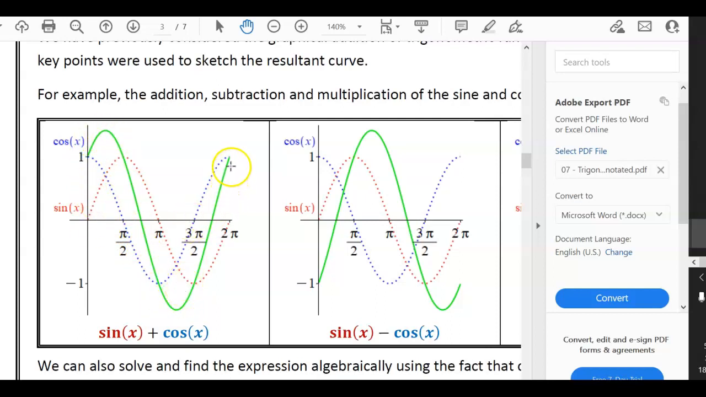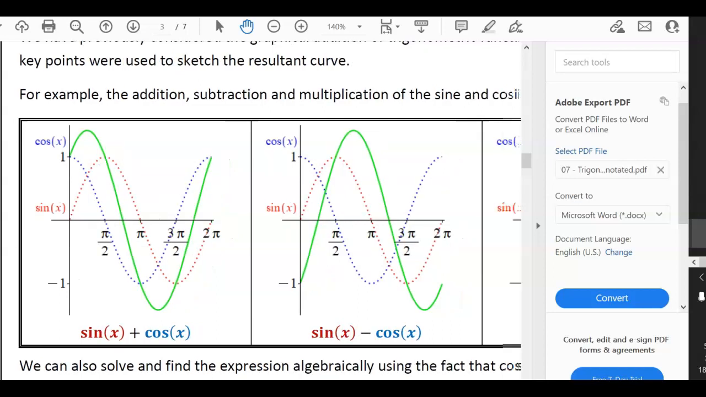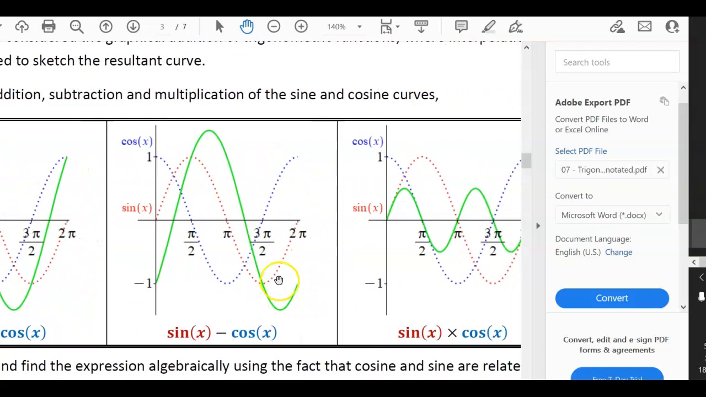So our resultant graph of adding those two, we could write as either a sine curve or a cosine curve with an amplitude which we're going to call R and a phase which we're going to call alpha or something like that. And that would happen also for subtracting the curves and multiplying the curves as well.